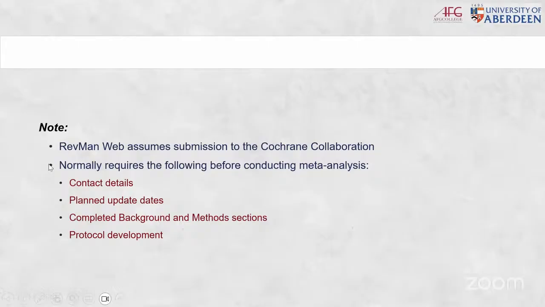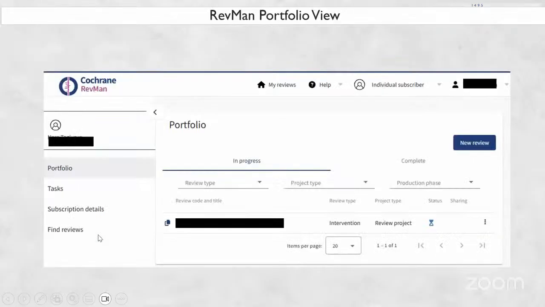Okay, so just as a note, in RevMan Web, we assume submission to the Cochrane Collaboration. So normally it will require you to add your contact details, the planned update, the dates, and the completed background and method section, as well as the protocol development. Okay, so move here next.